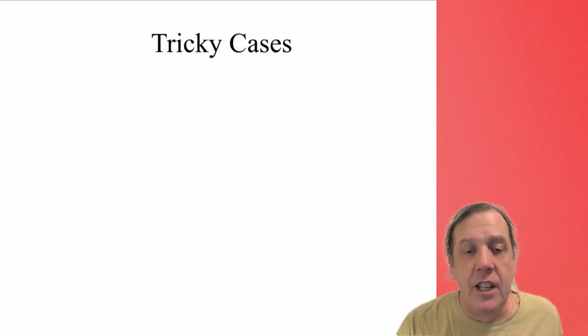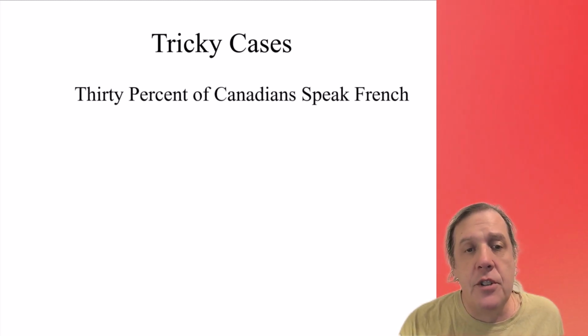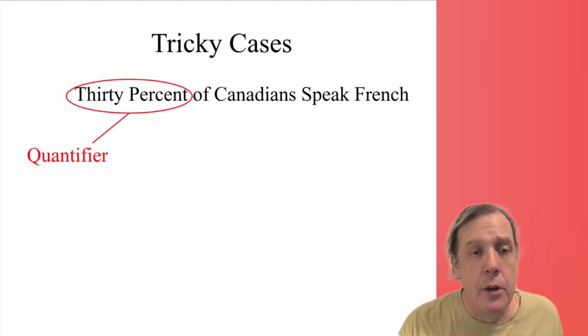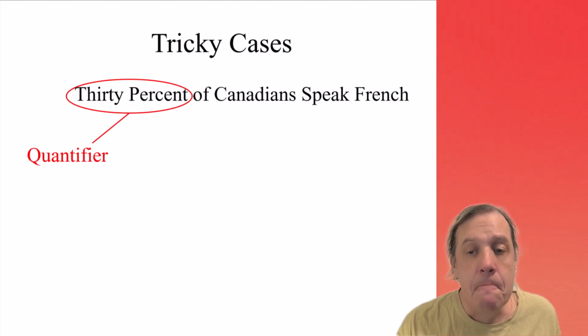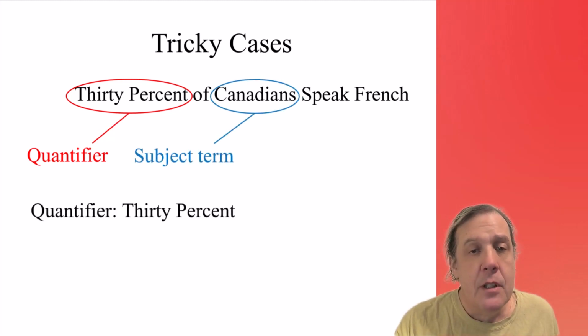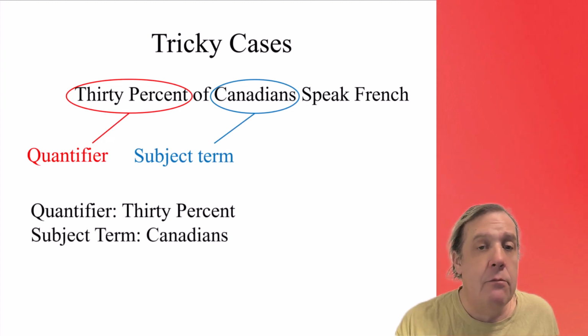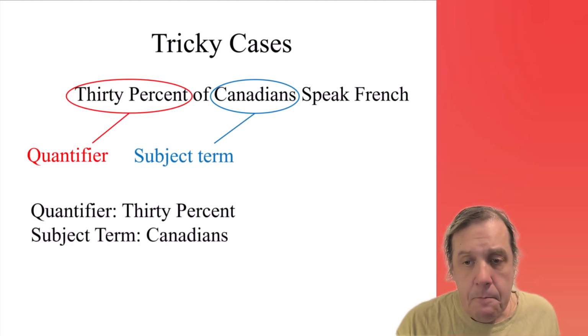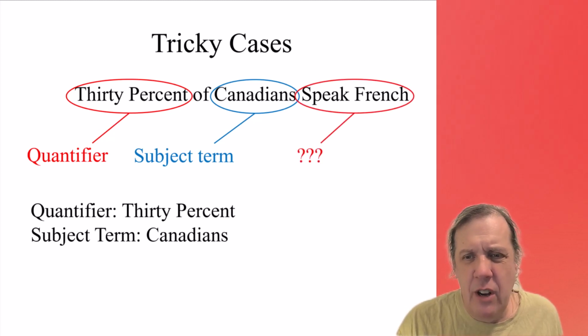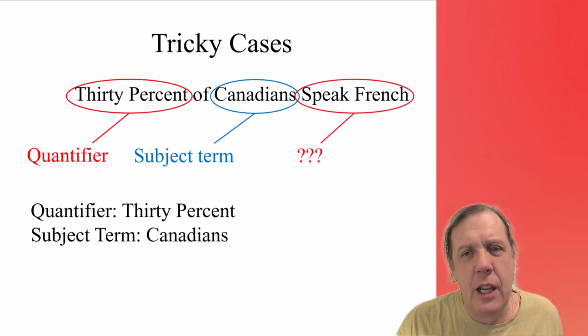So consider this sentence. 30% of Canadians speak French. So what's the quantifier here? 30%. That's easy enough. What's the subject term? Canadians. Again, easy enough. But we don't have a copula, and we don't have a predicate term. Instead, we have this verb phrase, speak French.